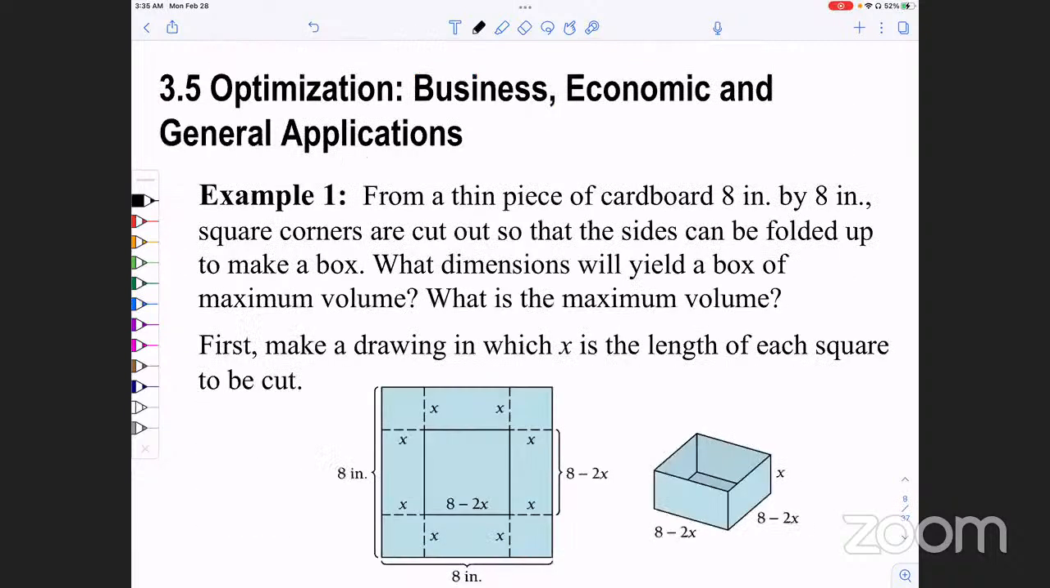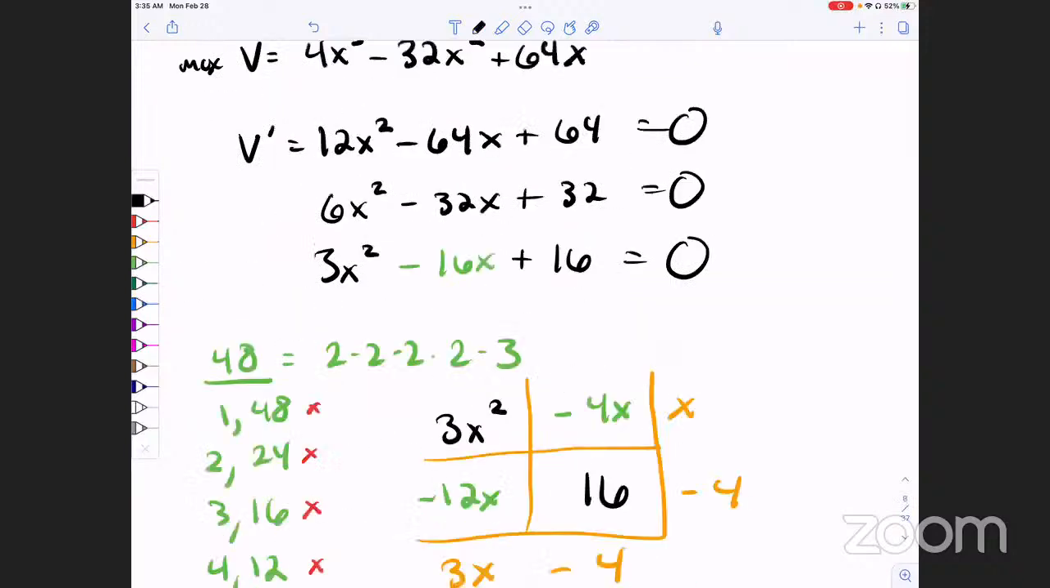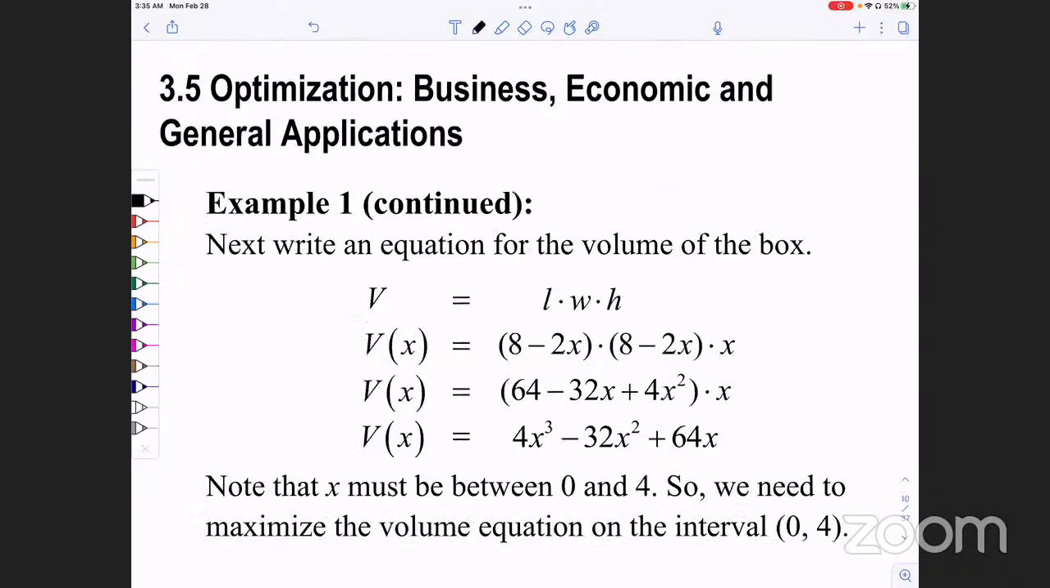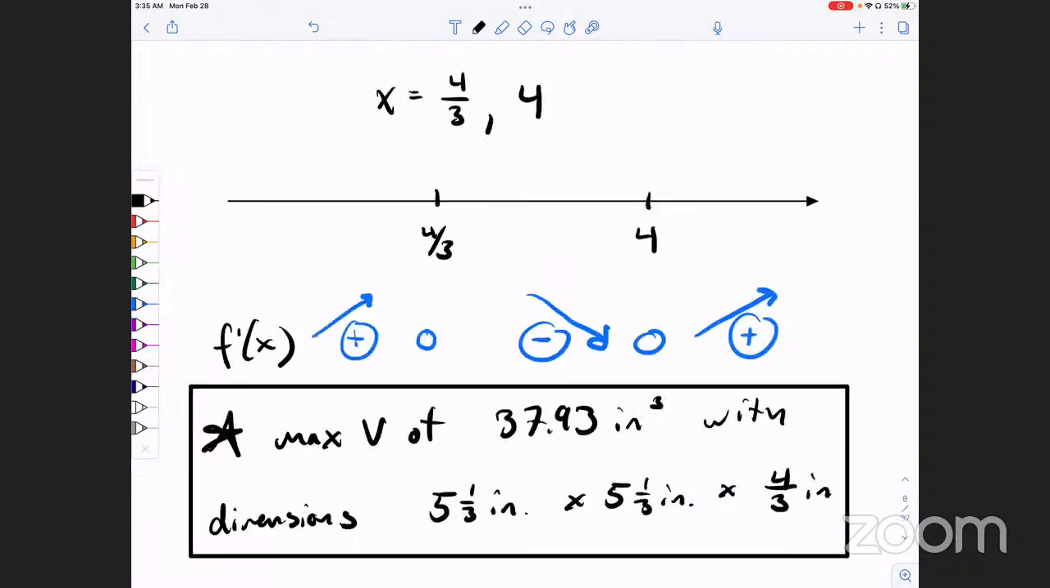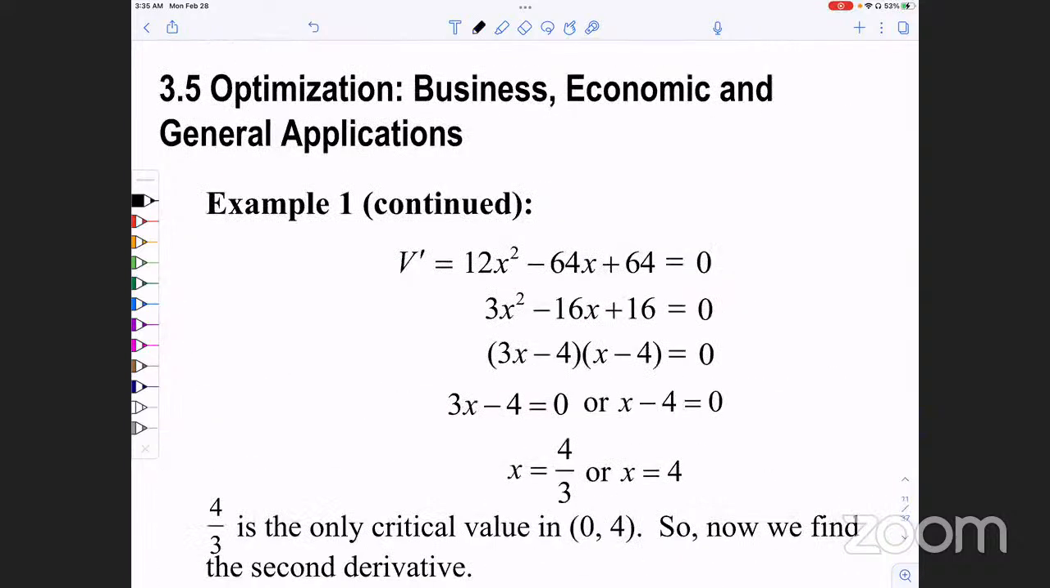Okay, let's see. I think we got an image like this. We got the 8 minus 2x. Did we get that? I think we got the same thing. Uh-oh, I forgot that. Let's go back. No, we got 4x cubed. That's fine. Critical value on 0 to 4.